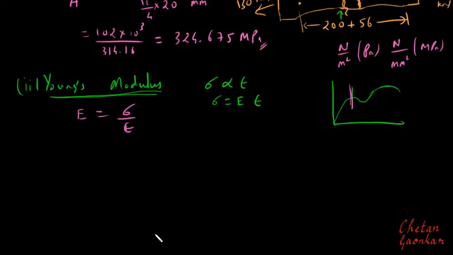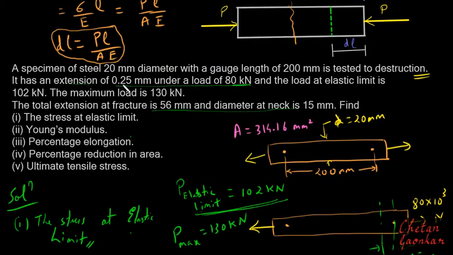For that we know that sigma can be given as P by A, and the strain can be given as change in length by original length. Now which load and which change in length should be considered, which original length and which area? As I told you, all these quantities have to be within the elastic limit, and for that we know that this 0.25 mm is the extension under a load of how much?